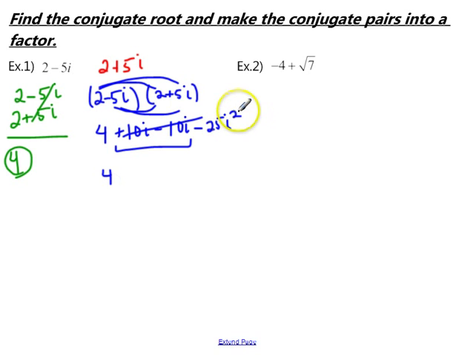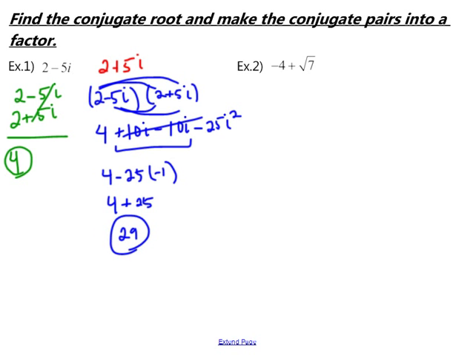Now remember, i squared is really the square root of negative 1 squared. So i squared is the same thing as negative 1. So when we multiply negative 25 times negative 1, you actually get a positive 25. So our answer to part 2 is actually going to be 29.